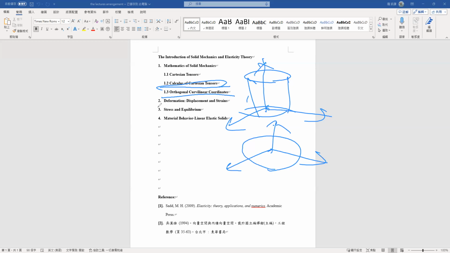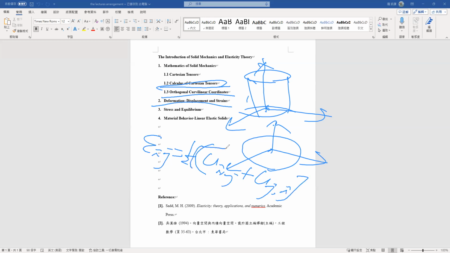And then chapter 2 is talking about the deformation and the deflections relation with strain. For example, epsilon ij is a strain tensor. Then it equals half of ui comma j plus uj comma i. It's a very important concept.